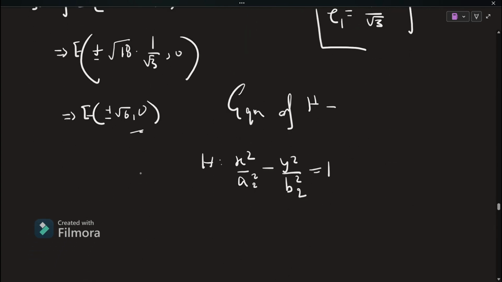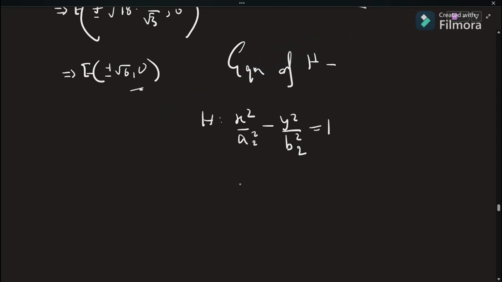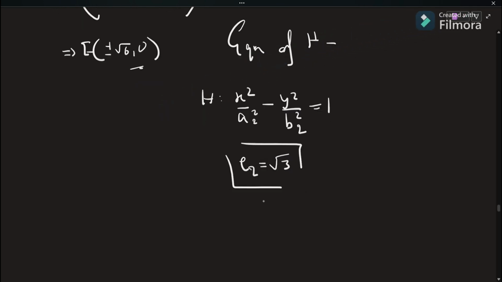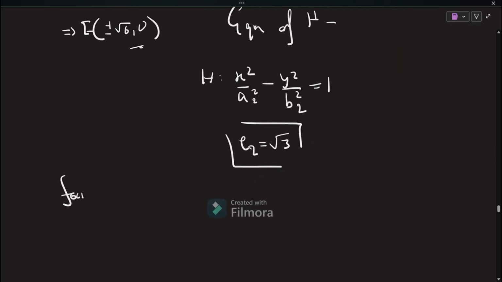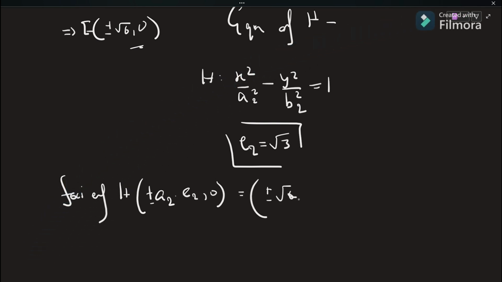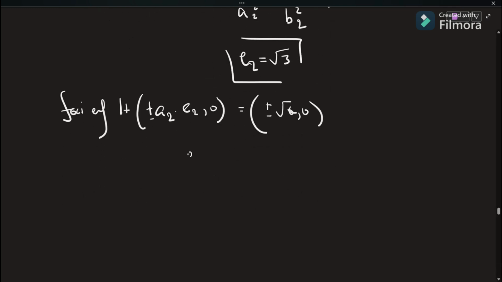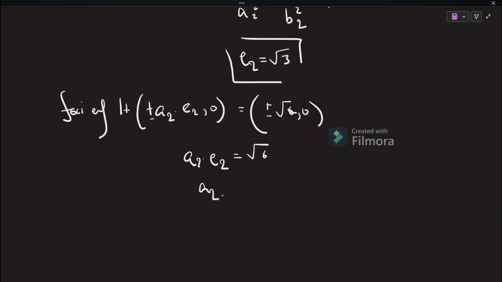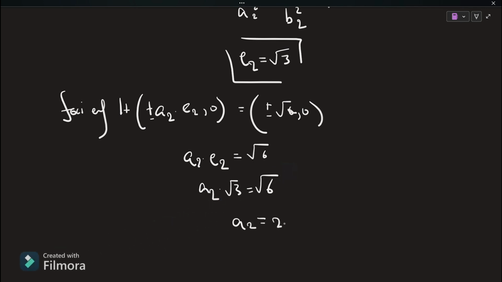So the eccentricity for the hyperbola is E2 equals root 3. The foci of the hyperbola are plus minus A2 E2, comma 0, which equals plus minus root 6, comma 0. So A2 into E2 equals root 6. When E2 equals root 3 and we put this, A2 equals root 2, and A2 square equals 2.